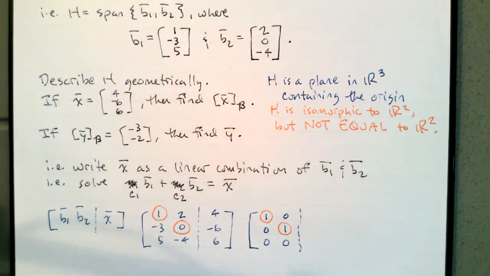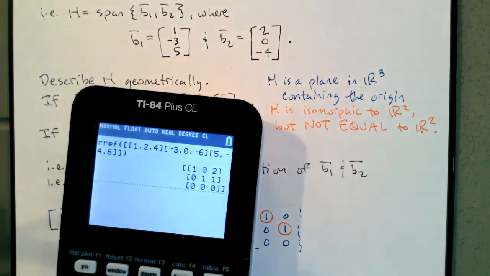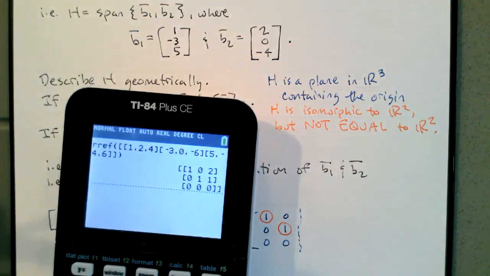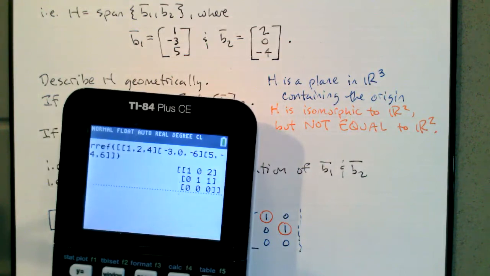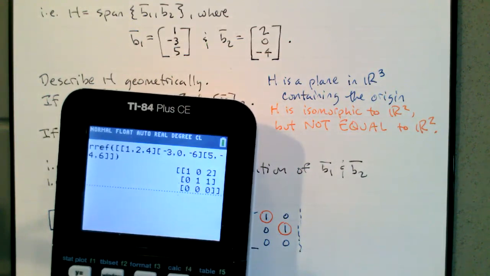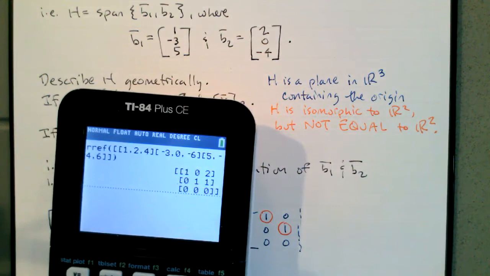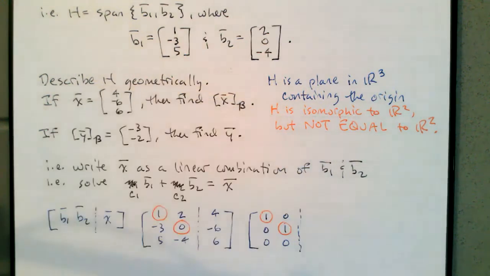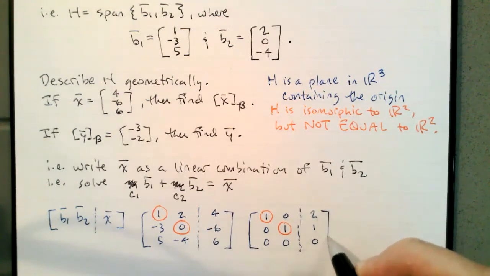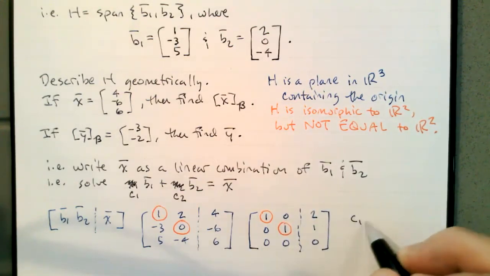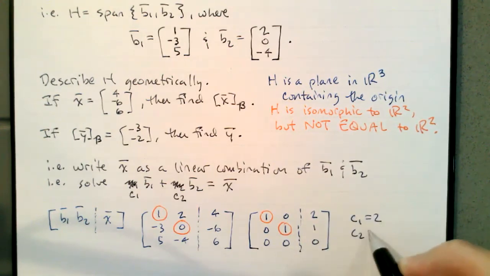And then we just have to find the reduced echelon form, which it looks like I have done. So it's 1, 2, 4, -3, 0, -6, 5, -4, 6. So it looks like c1 is 2 and c2 is equal to 1.